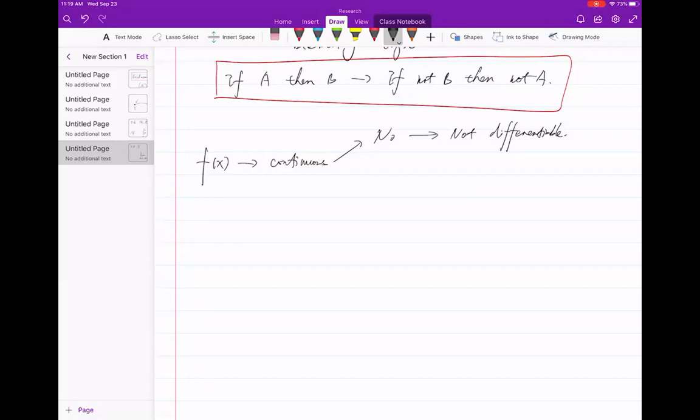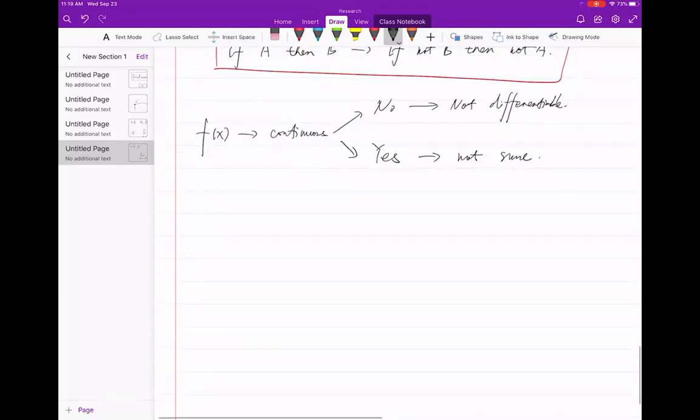If something is not continuous, we can say it's not differentiable. But that also means if it is continuous, we're still not sure. Then you say, wait a second, continuous means nice, right? But you are saying that even if it's nice, you cannot find the derivative or changing rate. Then you need to think about a question.